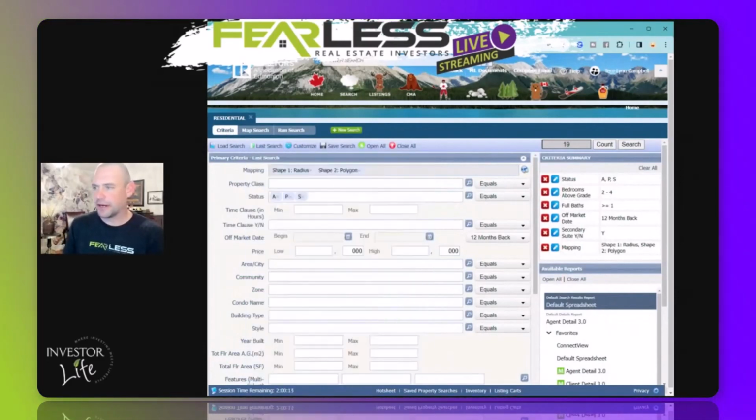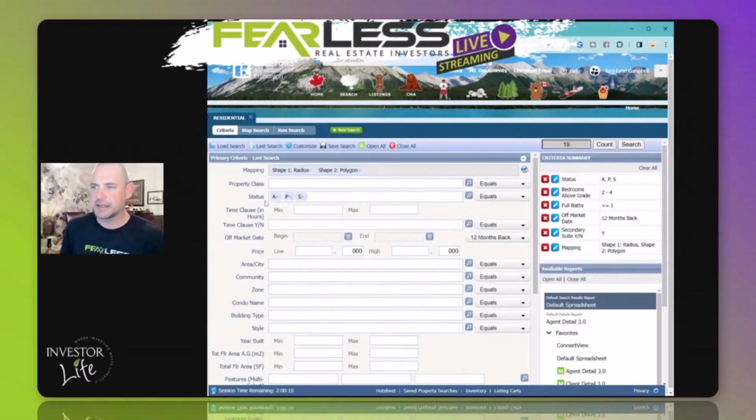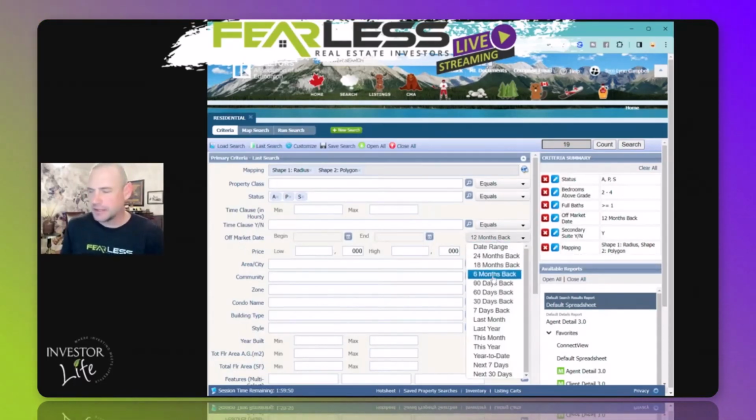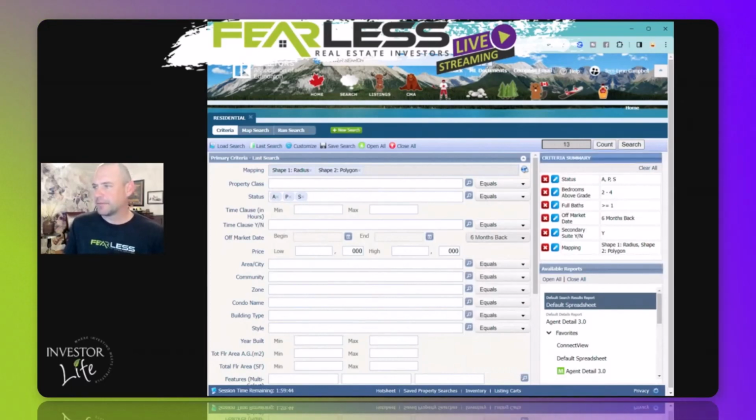Now, if we go in this area, and I'm just going to give you an example, the status is active, so it's for sale, pending, or sold. And I'm searching all three of those criteria because that's going to help me get an idea of what is for sale now and what has sold. And you notice here the off-market date, I'm picking 12 months back. Now I could go 6 months, the last 90 days, what is sold. I can do lots of different things. So let's just go 6 months back. I have 13 properties that are either for sale, pending, or are sold in that particular zone or that mapped area that I mapped. I'll be able to search those.